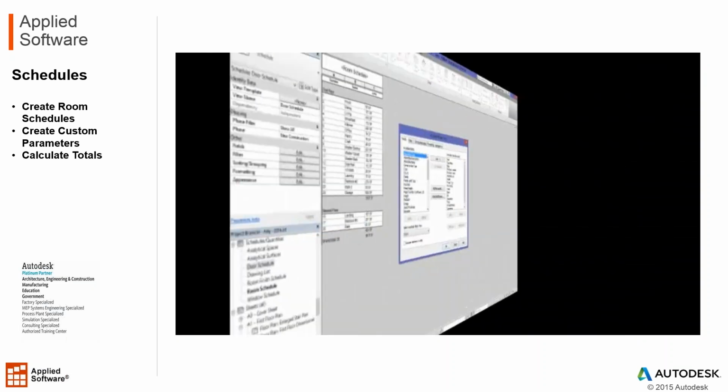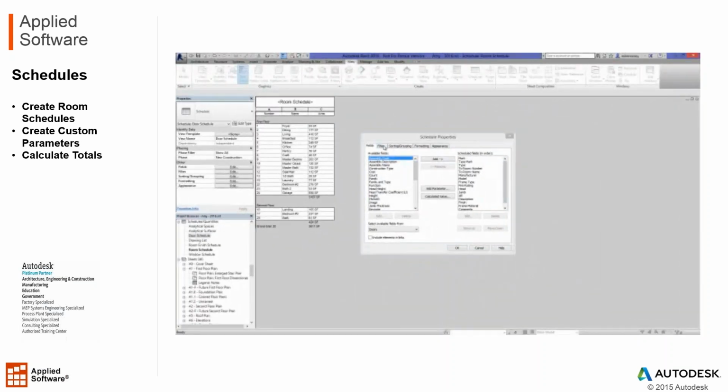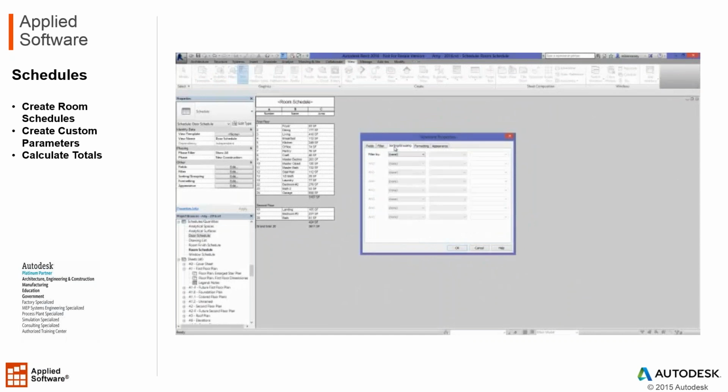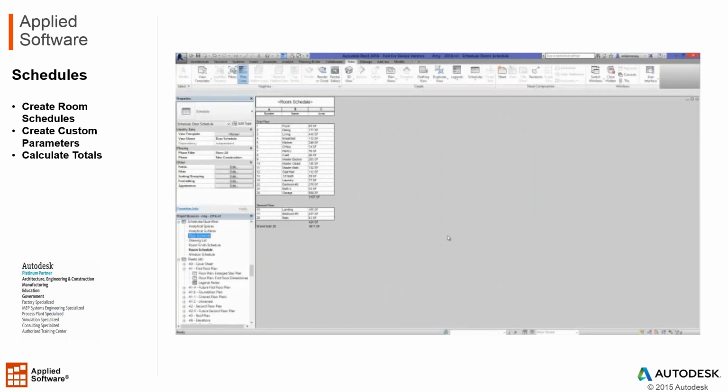I fast forwarded. I added a bunch of parameters in here for this door schedule so it can call out all kinds of information. Again, you can sort it however you want to. You can change the formatting of the headers too if you want to. So instantly it creates this door schedule.